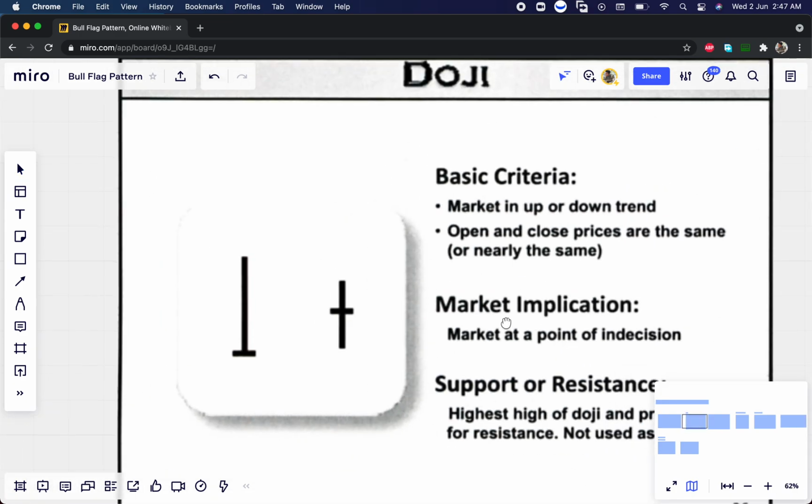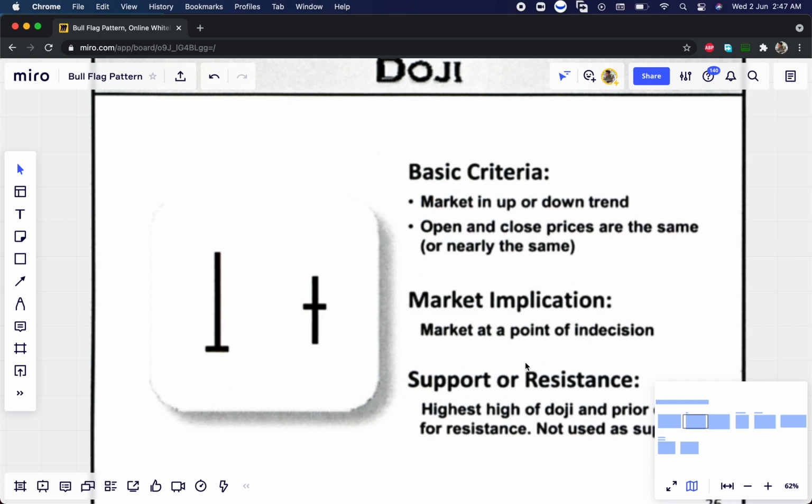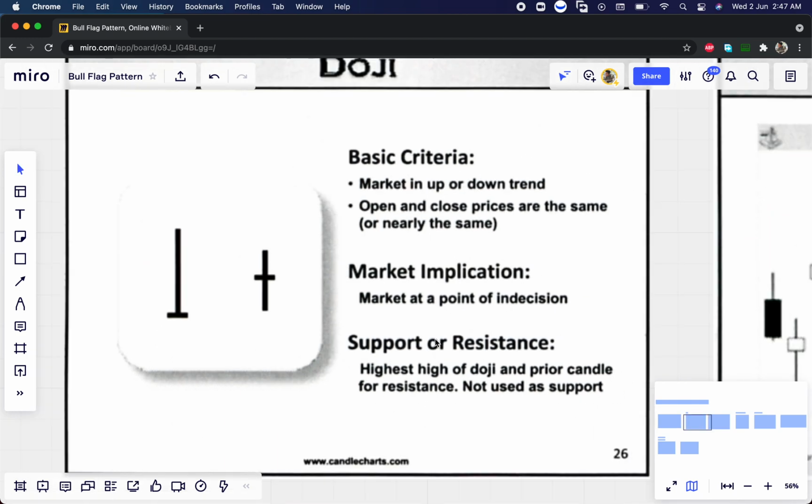And what does this mean? The market implication is that the market is at a point of indecision, which means the market doesn't know where it's going. They are making a decision right now. It's not bullish, it's not bearish. Okay, so how can we use doji?